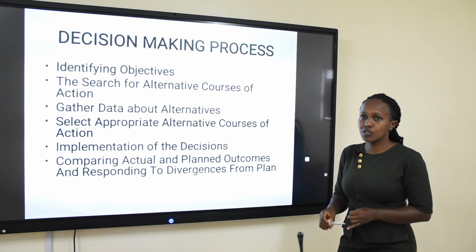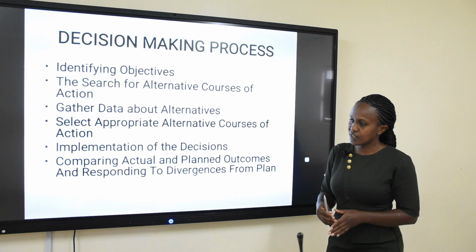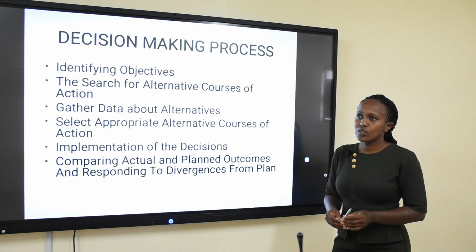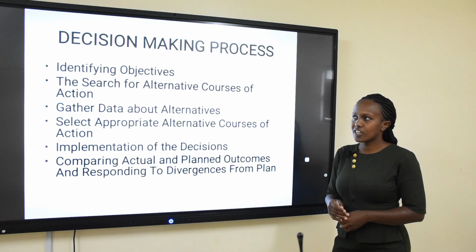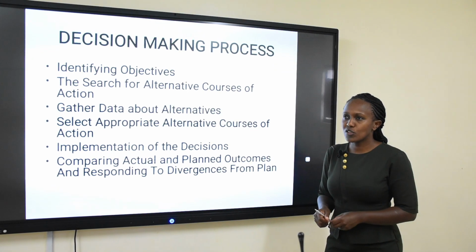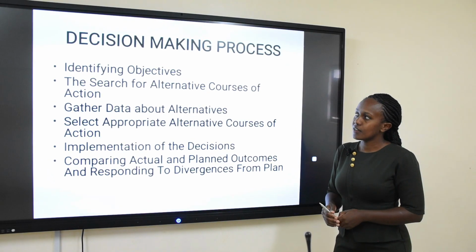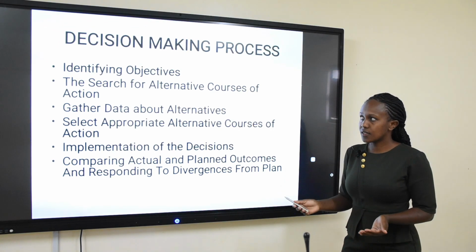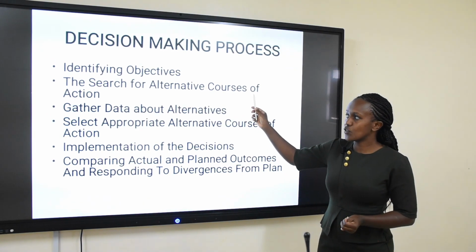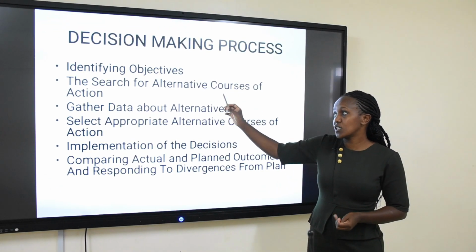For example, you can do a massive campaign, that is advertisement and all that. You can also maybe cut down the selling price so that you attract more customers. You could also give discounts that would attract customers, and that maybe would increase the whole sales. So you have to search for alternative courses of action that can be adopted to achieve the objective.